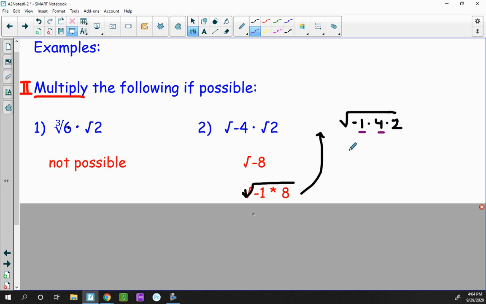The square root of 4 becomes 2. The square root of -1 becomes i. And 2 stays underneath the radical. And so this would be my final simplified answer for the product of the square root of -4 and the square root of 2.